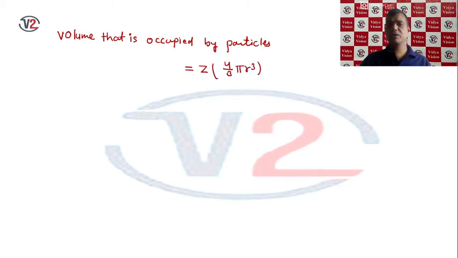So what is Z? Z is the effective number of particles. How many particles are present in one unit cell, that is Z. So for the simple cubic unit cell, the value of Z is equal to 1, and 4 by 3 pi r cube is the volume of one particle. So the volume of the unit cell that is occupied by the particle will be equal to 1 into 4 by 3 pi r cube, so it is equal to 4 by 3 pi r cube. Is it clear?